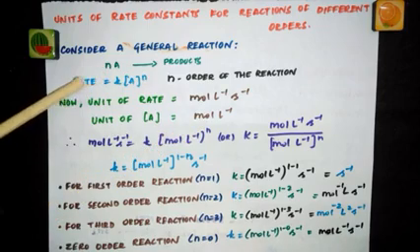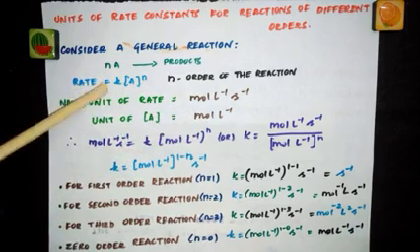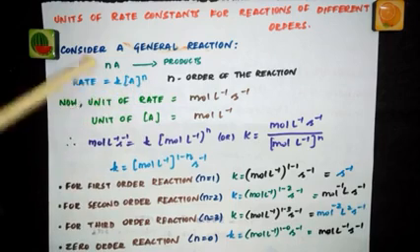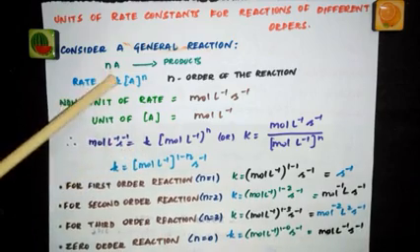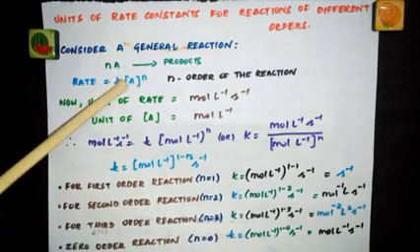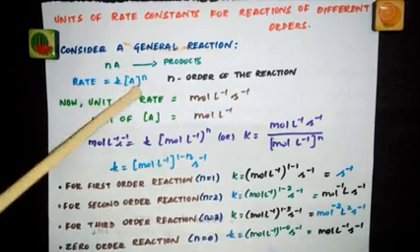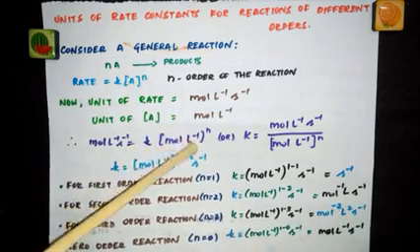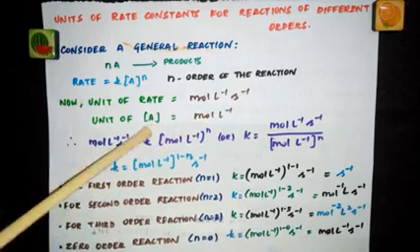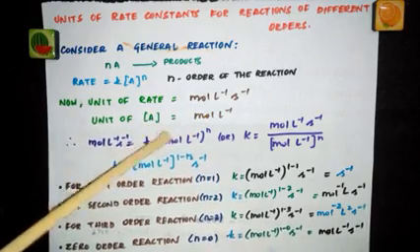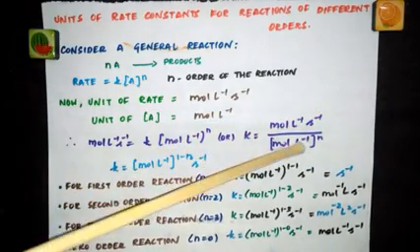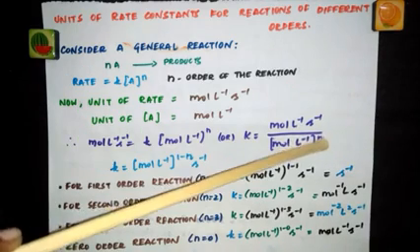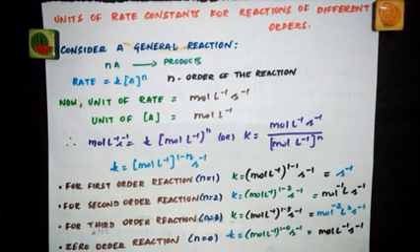Now, when you take all the units in this expression, what is the unit of rate? Mole liter inverse second inverse is equal to K. We don't know, just keep it as such. What is the unit of the concentration of A? Mole liter inverse. So mole liter inverse power n. Now we want the unit of K. So K is equal to mole liter inverse second inverse divided by mole liter inverse power n. Again, what is this n? It is the order of the reaction.